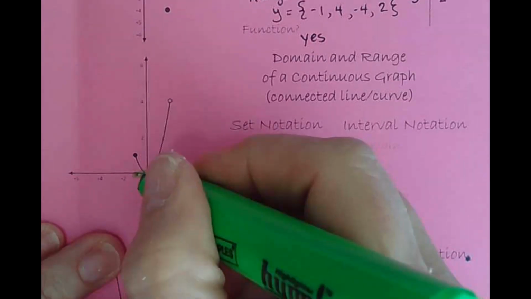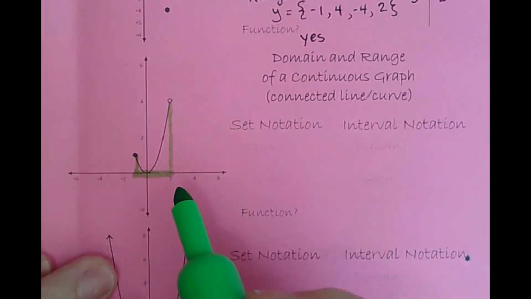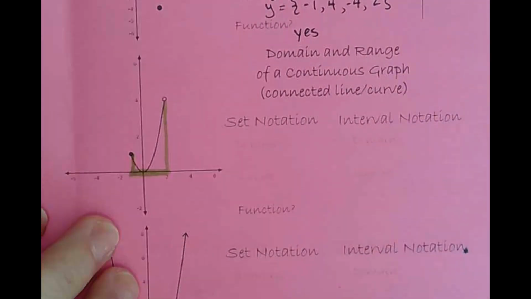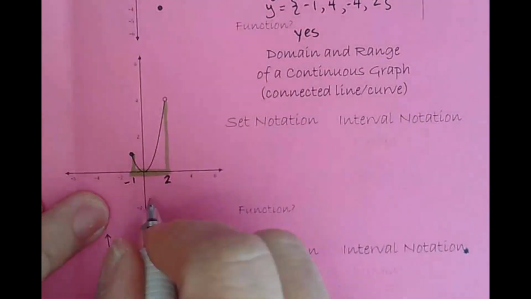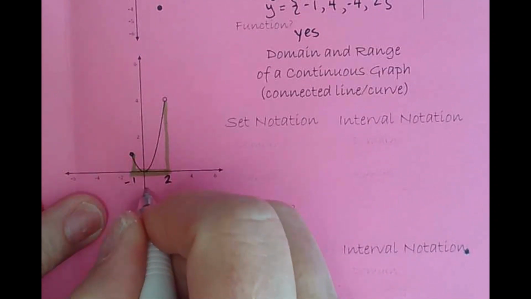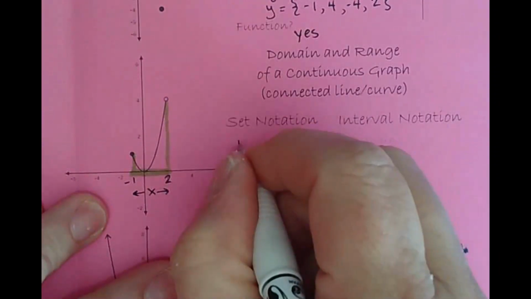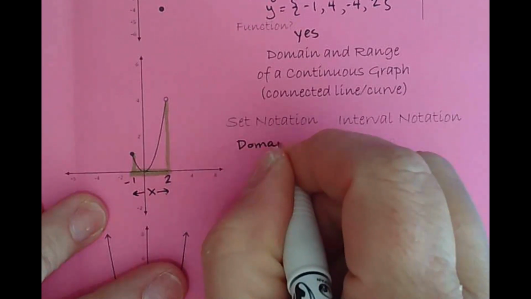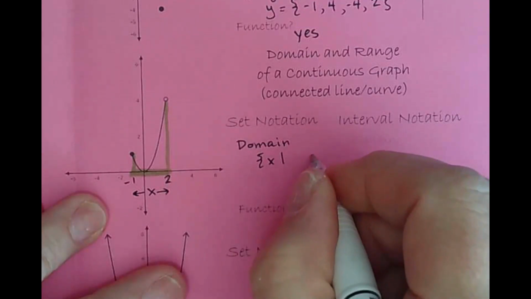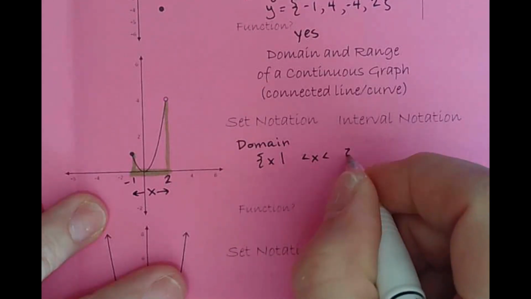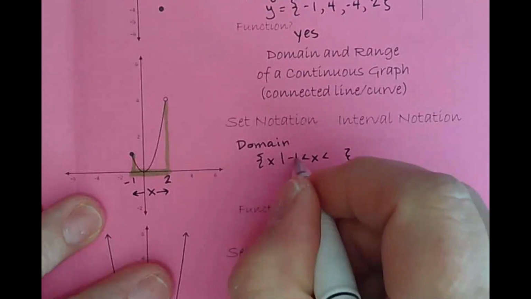If I had this graph make a shadow on the x-axis, my shadow would go from -1 to 2. So x is everything in between those boundaries. When I write the domain in set notation, I'll write the set of all x's such that x is in between, and again, we're going to write these least to greatest. The smallest x is -1. The largest x is 2.